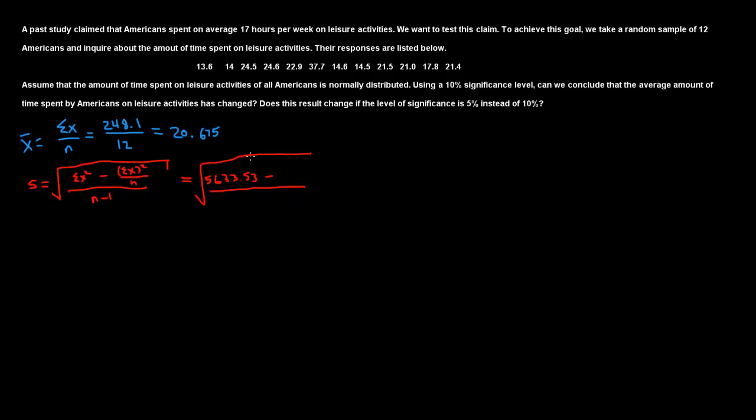Okay, I get 5,129.4675. Let's extend that a little bit. Then we're dividing on the denominator by n minus 1. N is 12, so divide by 11. So let's see what that equals.